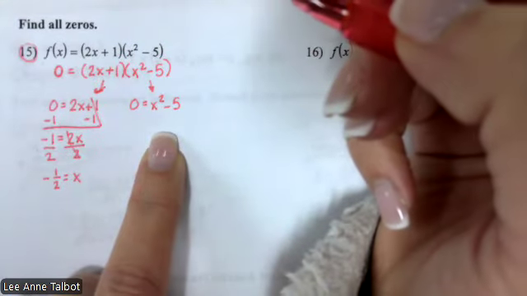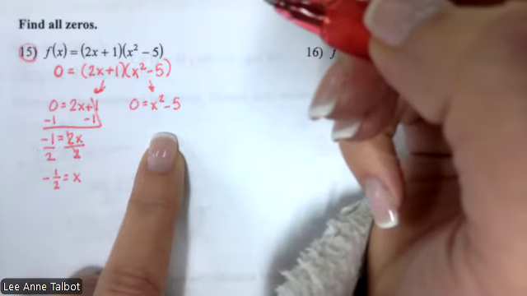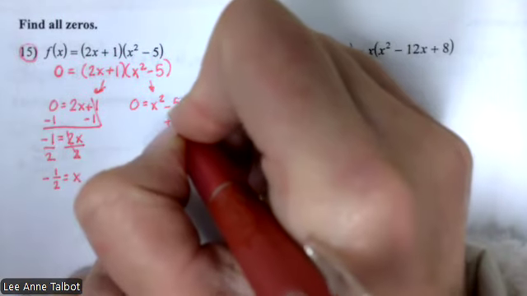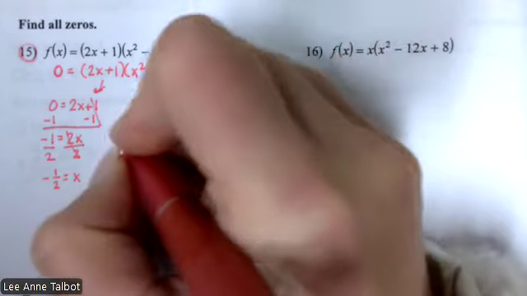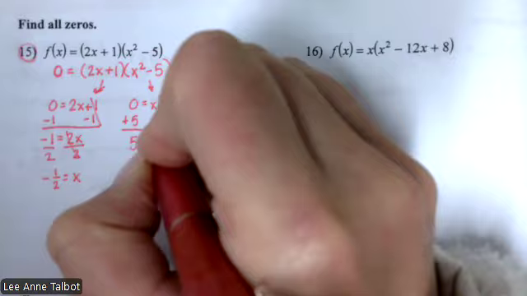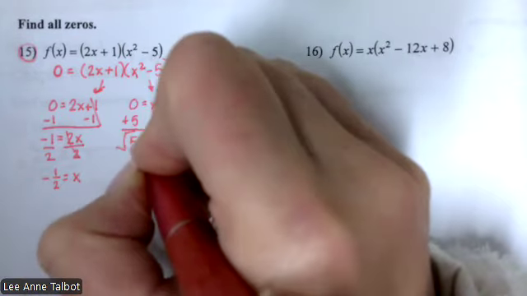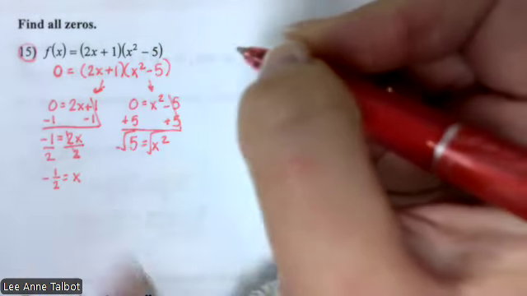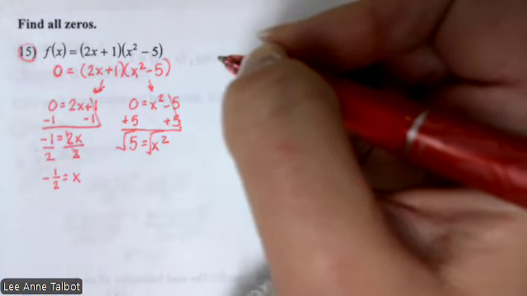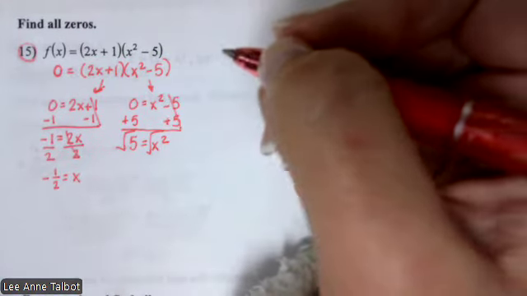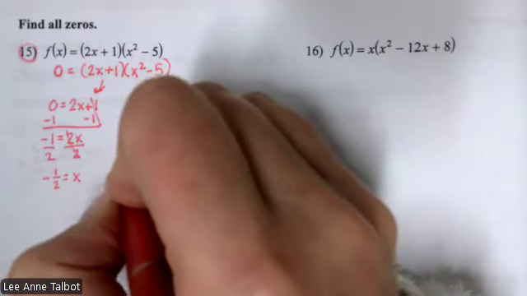Okay, so that one's easy. x is negative 1/2. Now, big question. What do I have to remember every time I square root both sides of an equation?